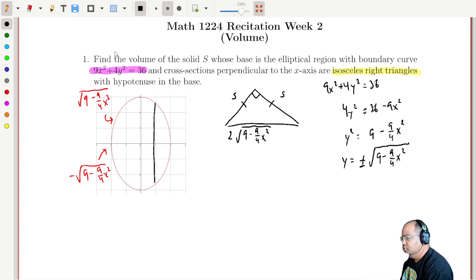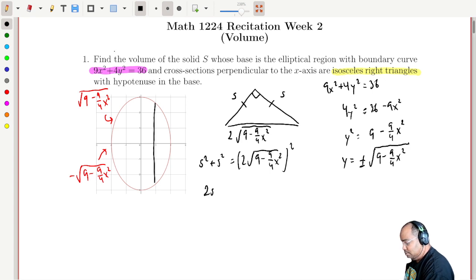So our unknown side length is s. So we'll have s squared plus s squared equals this thing squared. Let's go ahead and write in what that should be. We'll have (9 minus 9 over 4 x squared) to the square root, squared. We have 2s squared equals, well, how do I square this kind of thing? Take the square of each part individually. 2 squared is 4. Squares and square roots cancel. Kind of thing right here.